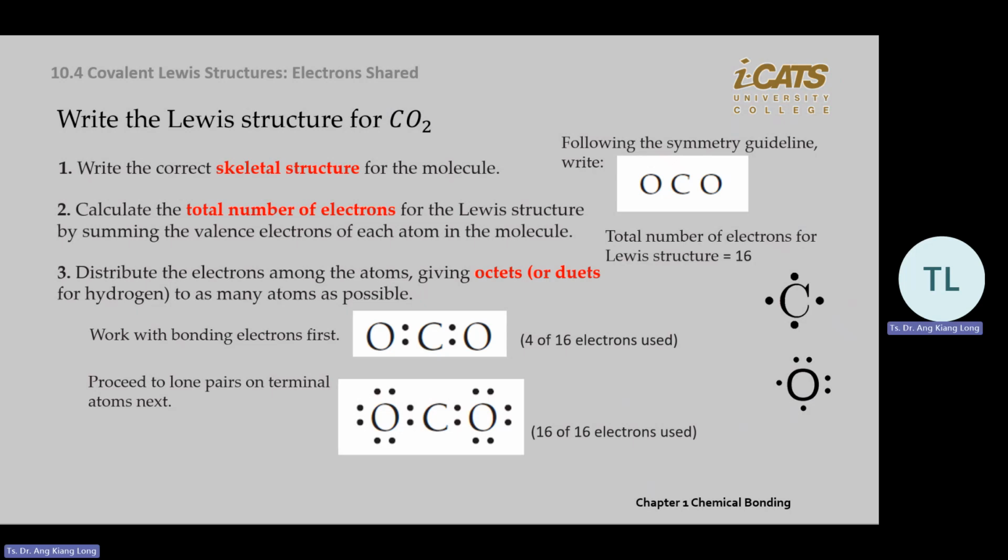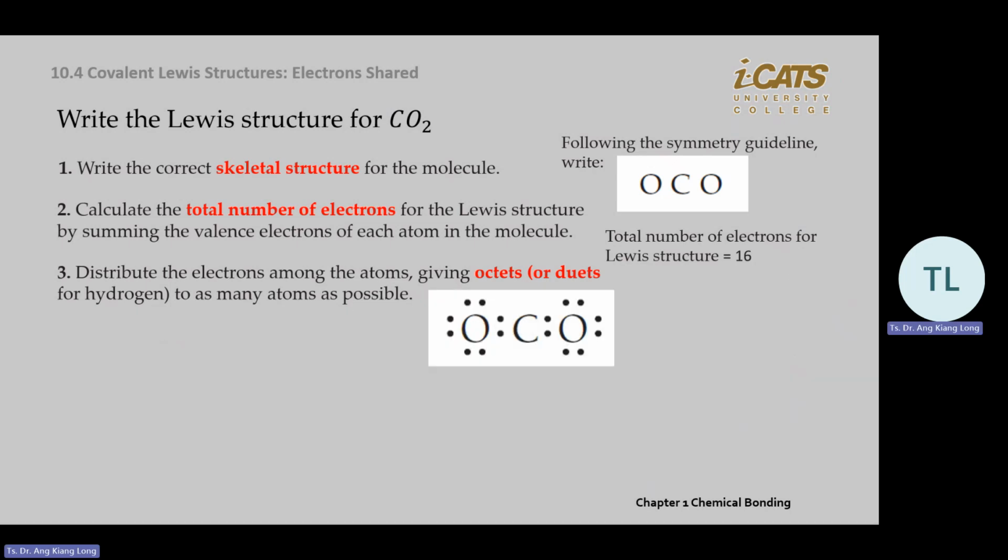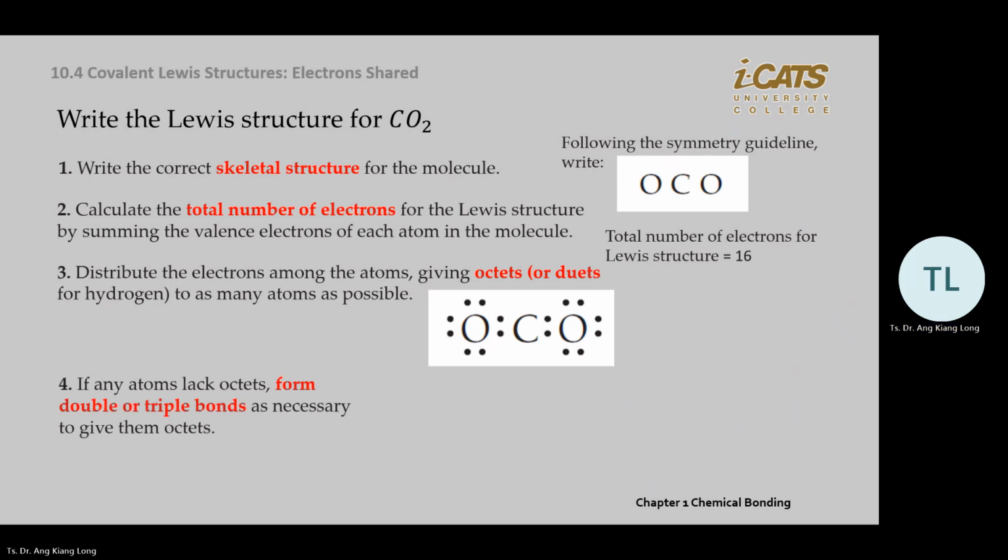All right, so we move to step number 4. So step 3, what I want to see is this diagram. Step number 4, you need to form double or triple bond if it is not yet balanced. So in this case, does it balance? Does the atom balance? Does it apply octet or duet rules? Carbon, does carbon balance? No, right?